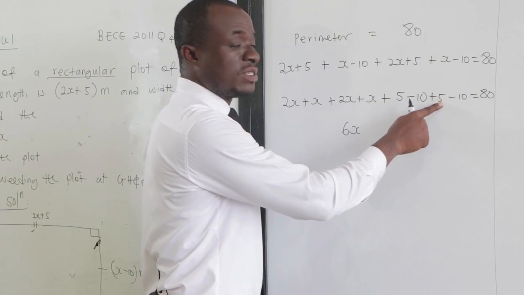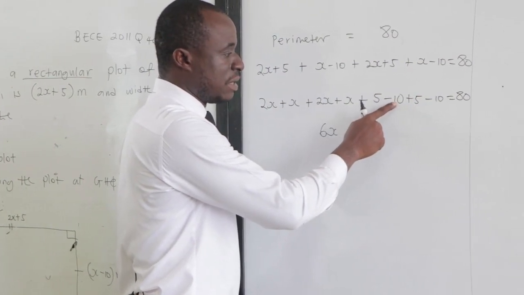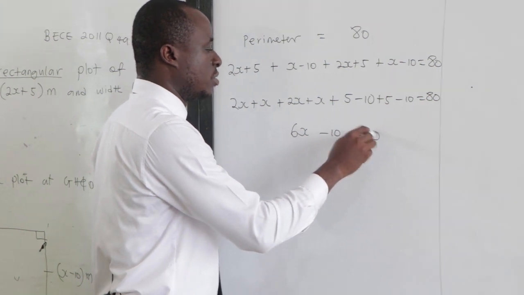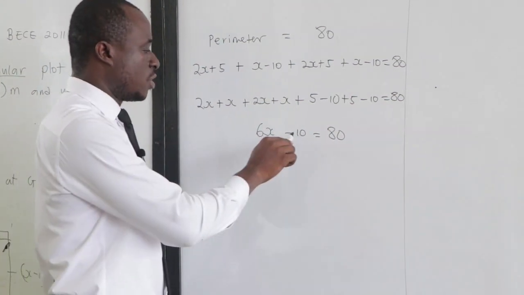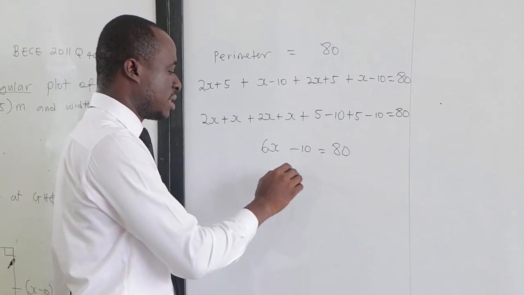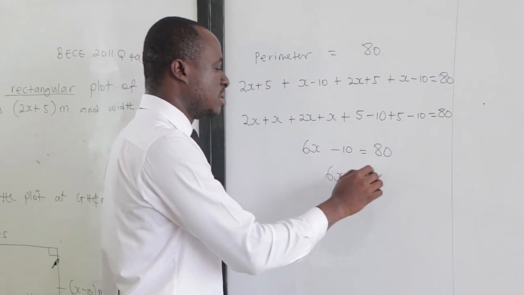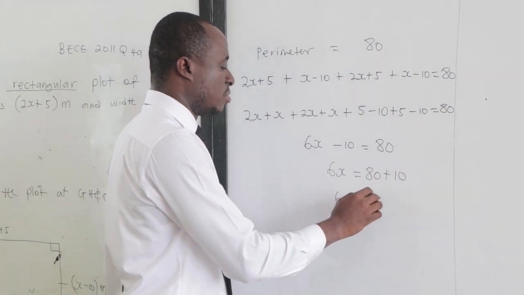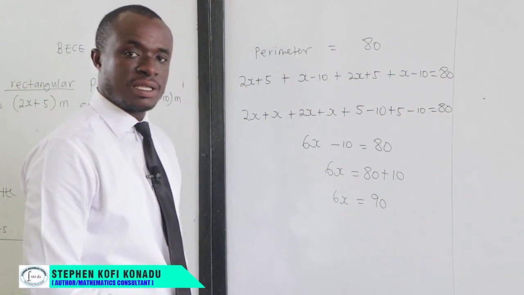5 plus this 5 is giving us 10. So this will cancel out this 10. So we have minus 10 equal to 80. We want to find x. What should we do? We group like terms. This negative 10 has to move to the right hand side. So we have 6x equal to 80 plus 10. Now 6x equal to 90. 80 plus 10, 90.